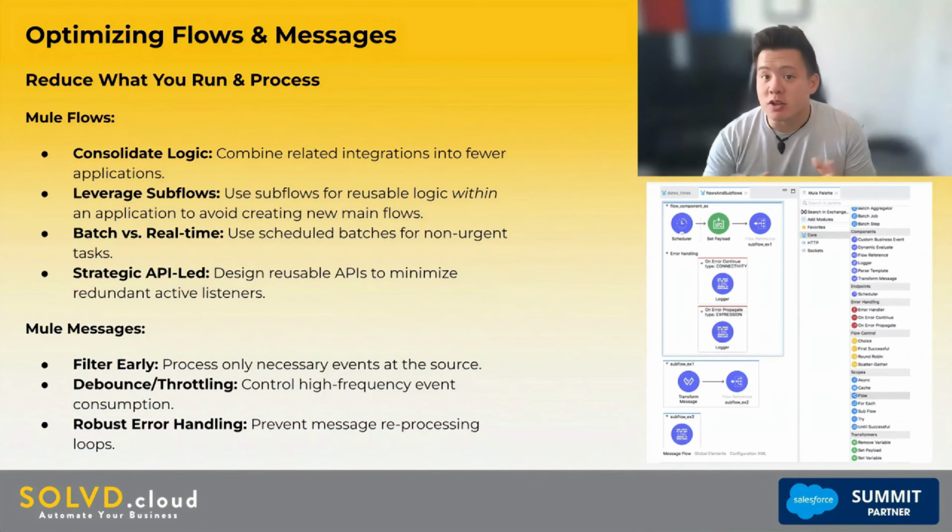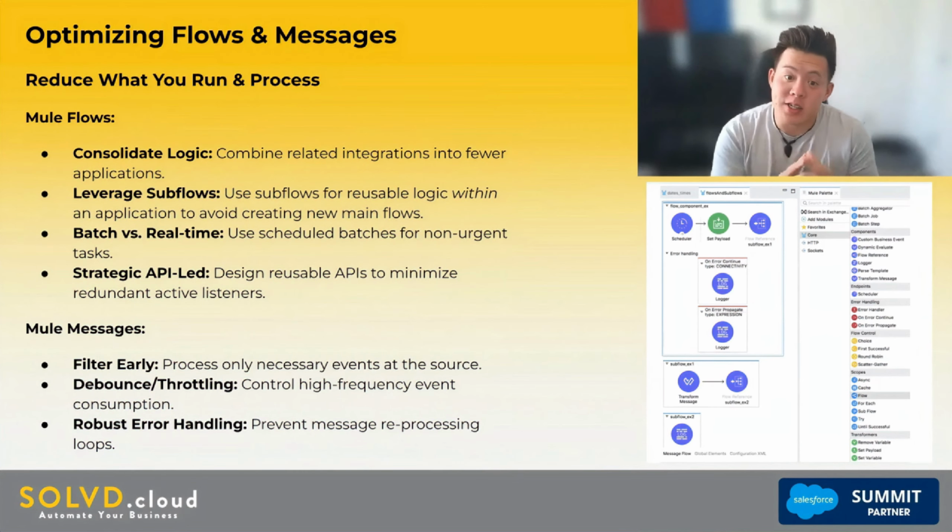Then you have batch versus real-time data. Not everything needs to be real-time. For non-urgent data synchronization or processing, consider using scheduled batch jobs. One batch run can process thousands of records, counting as a single flow instance, rather than triggering a flow for every single record. Then you have strategic API-led. While API-led connectivity is great for reusability, be mindful of having too many constantly active API listeners if they're not truly needed. Design your system and process APIs efficiently.